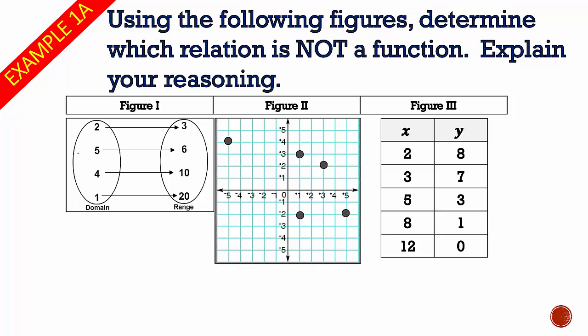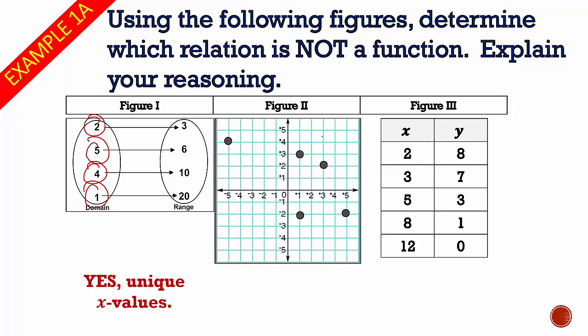explain our reasoning. So if we look, remember, for it to be a function, it needs to have only one y. So here we have an x, only one y. Different x, only one y. Different x, only one y. Different x, only one y. Which means it is a function because all the x values are unique.